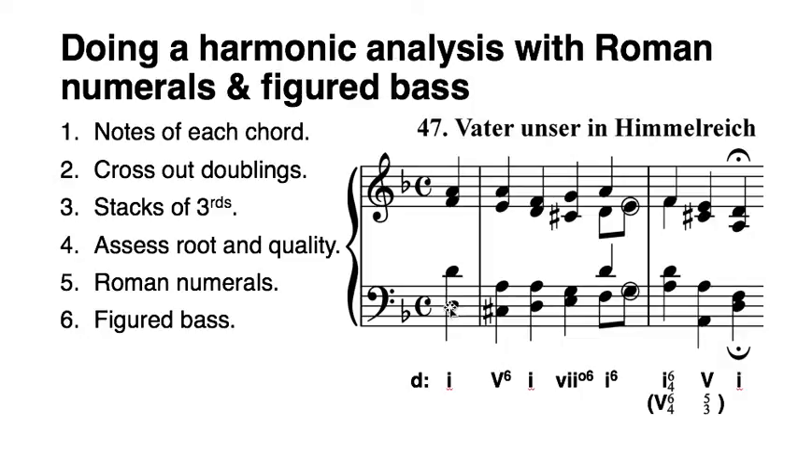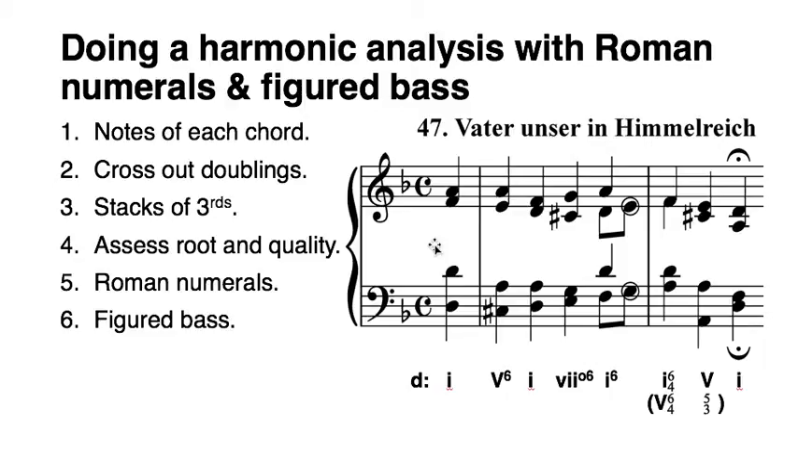So here we have D, D, F, and A. Well, we have 2 Ds. We can cross one out in our minds, or if we're writing on a piece of paper or whatever it is, we're left with D, F, A. We try to arrange those as stacks of thirds.